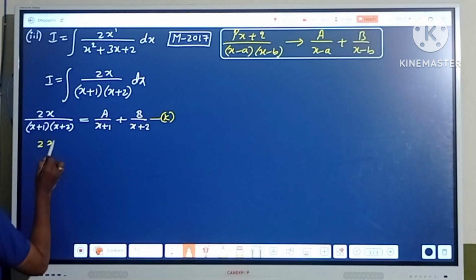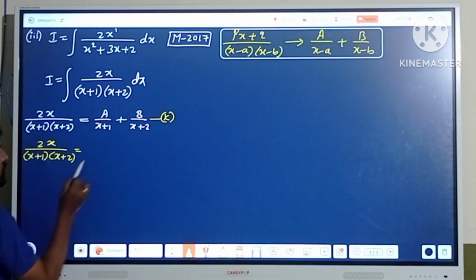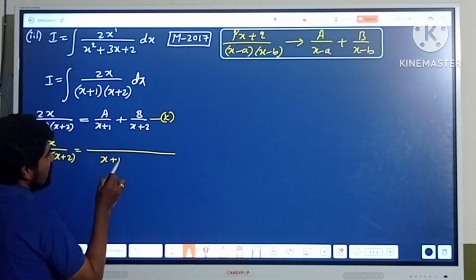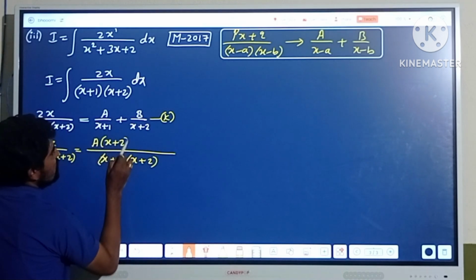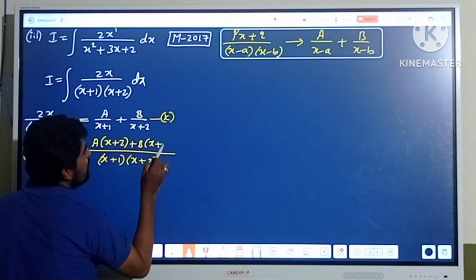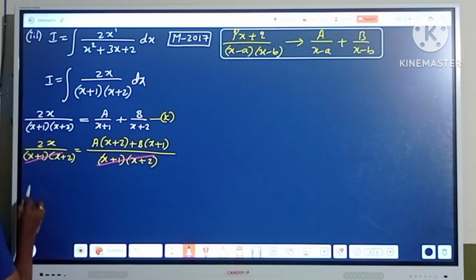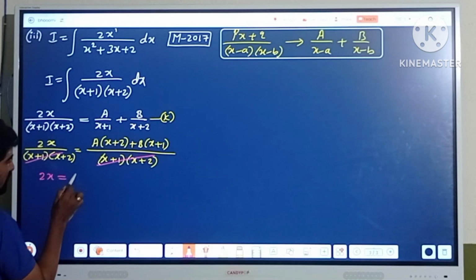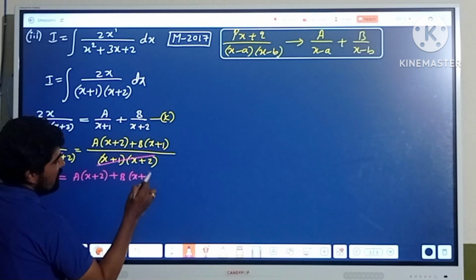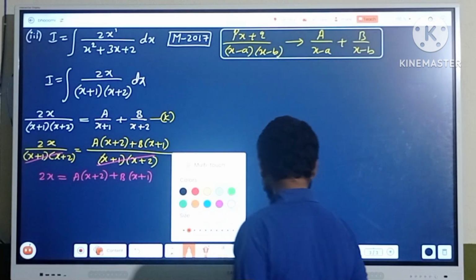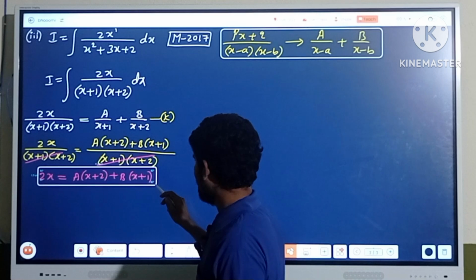Again, LHS as it is, 2x divided by (x + 1)(x + 2), equals, on the RHS, the LCM is (x + 1)(x + 2). So A multiplied by the factor (x + 2) plus B multiplied by the factor (x + 1). Again, the denominator on both sides is the same, so we can cancel. So after cancelling we have 2x equals A into (x + 2) plus B into (x + 1). Now by using this equation, same thing, we need to identify the values of A and B.